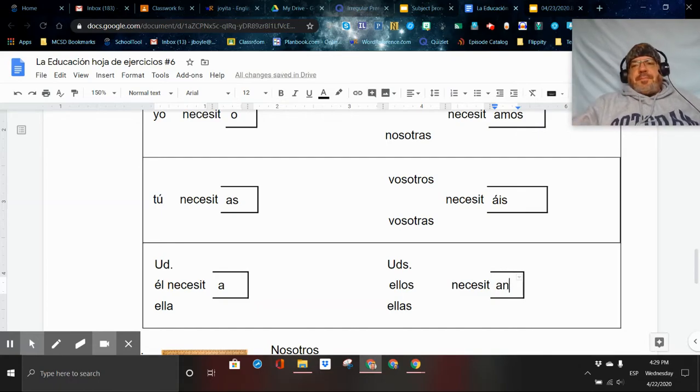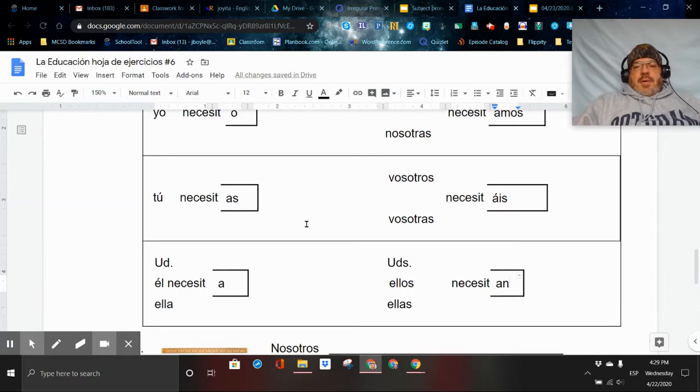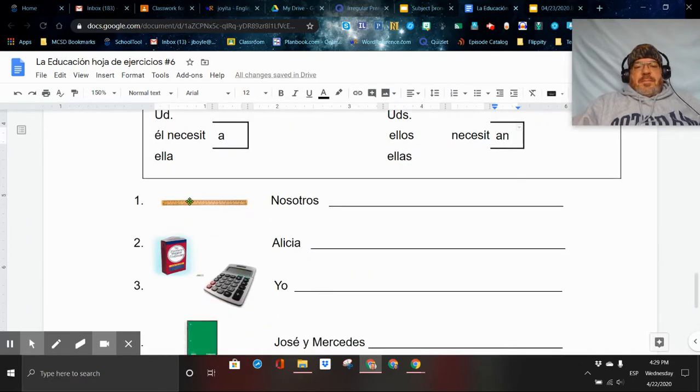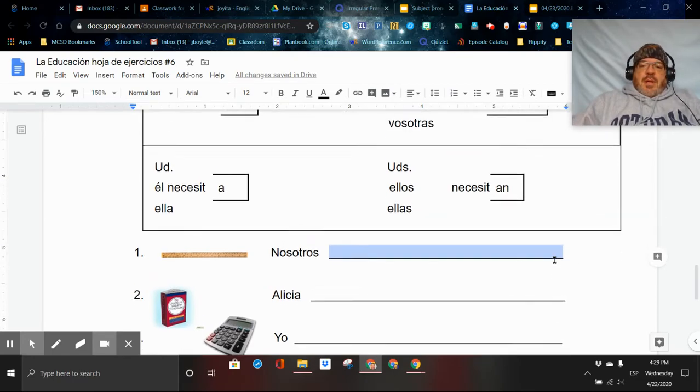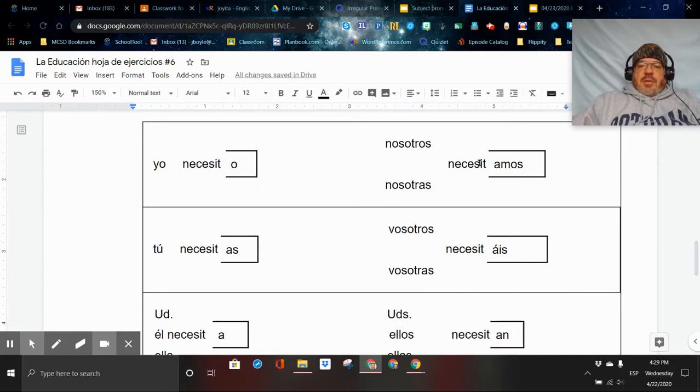Okay, now I want to have you come down here and I want you to say, we need a ruler. This is a ruler, right? We need a ruler. How are you going to say we need a ruler? Nosotros, well, I'm going to go up here and I'm going to use this. Necesitamos.